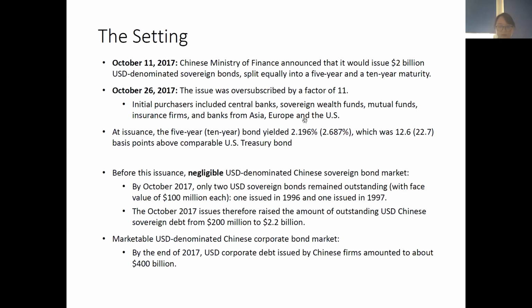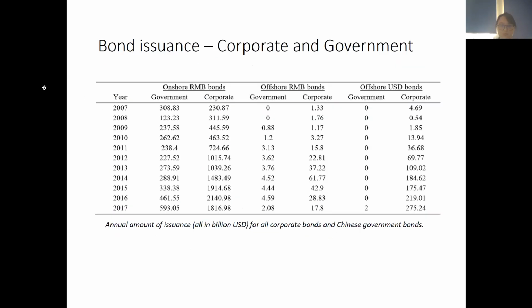And turning to the corporate bond market, despite the government being very silent on the offshore USD bond market, the corporates have actually been playing a very active role in that market for financing. By the end of 2017, the USD corporate debt issued by Chinese firms amounted to about 400 billion, right? That amount is tremendous compared to 100 million, right?